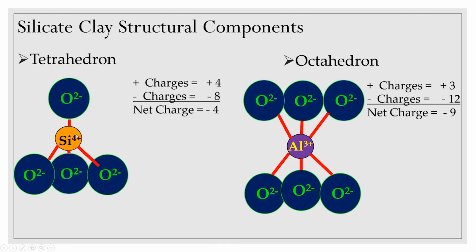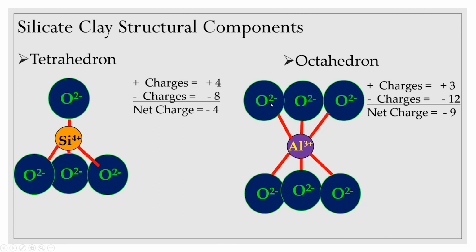All right, so let's take a look at this overall isomorphic substitution. So we're going to look at the tetrahedron. Oxygen has a charge of -2, and if we have 4 oxygens, then that overall charge is going to be -8. Our positive charge is going to be silica 4+, so we would have +4. The overall net charge on this specific tetrahedron is -4.